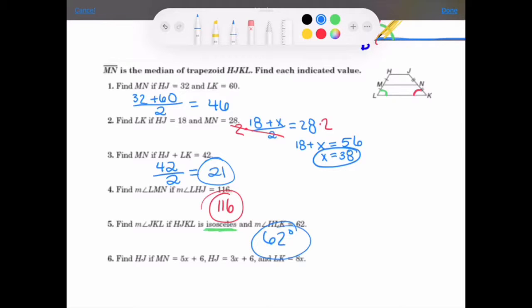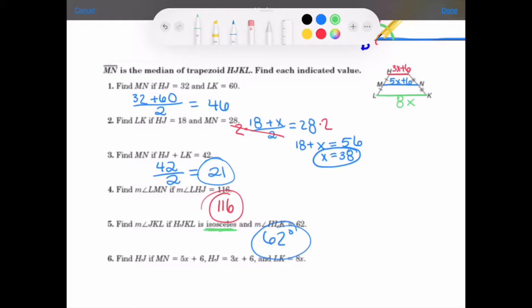Okay? So that's it. No work. Number 6 says, find HJ if MN equals 5x plus 6. So we have MN right here in blue, and that's 5x plus 6. HJ is 3x plus 6. And LK is equal to 8x. So LK is here in green, equal to 8x. And we have to find HJ.